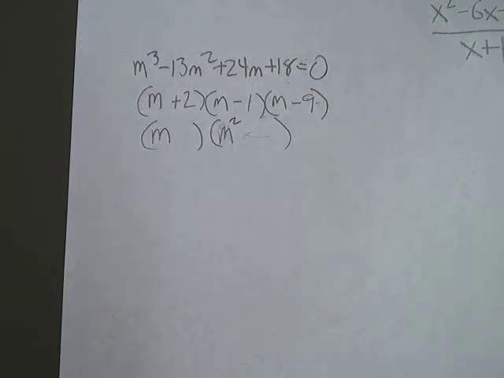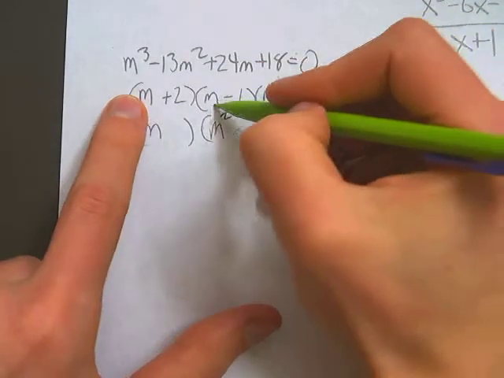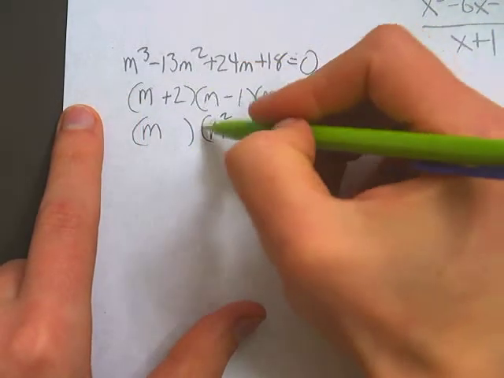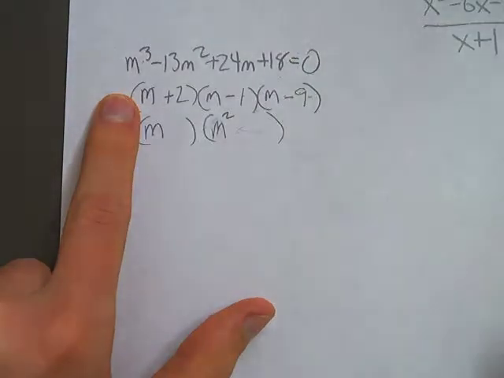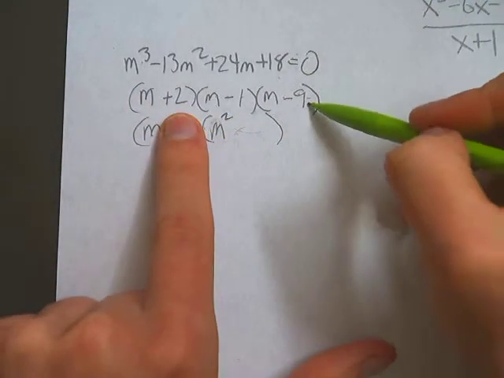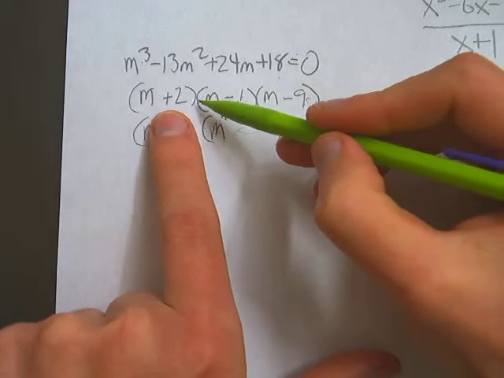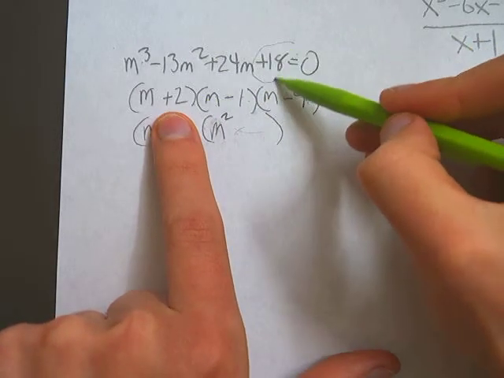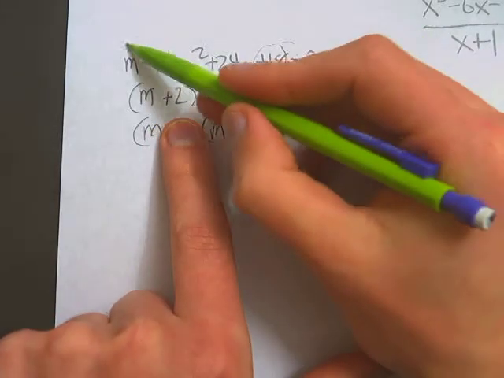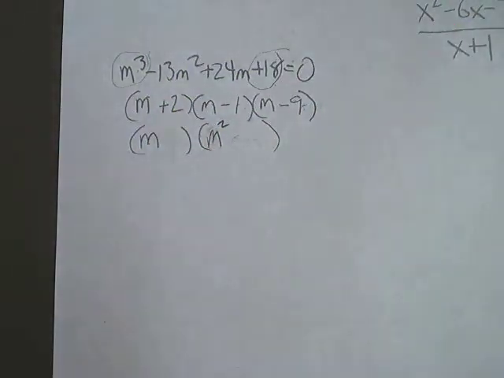Notice I'm taking the first numbers, and I know it has to be m times m times m, or m squared times m, to get m cubed. And I'm taking the last numbers, all my coefficients here. -9 times -1 is 9, times 2 is 18, and that has to give me this number here. So I can use those to inform my decision. But all I really need to do is find one of these terms.